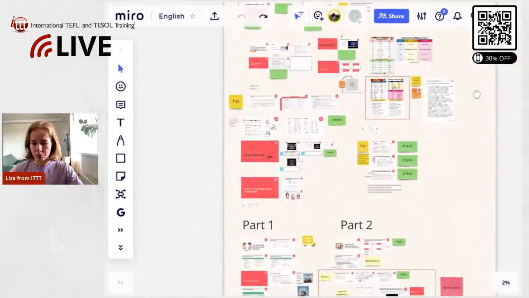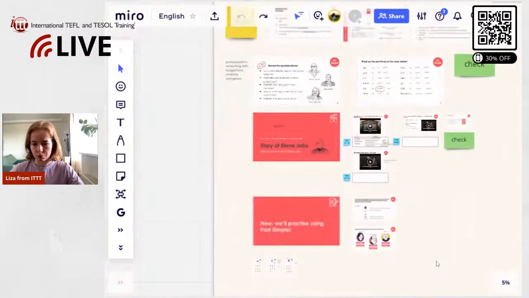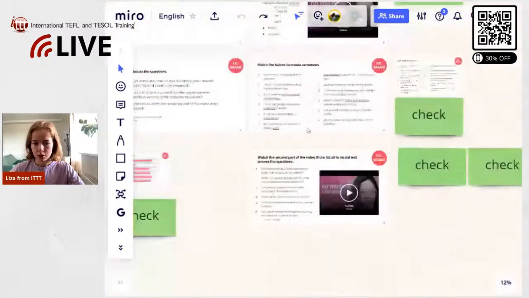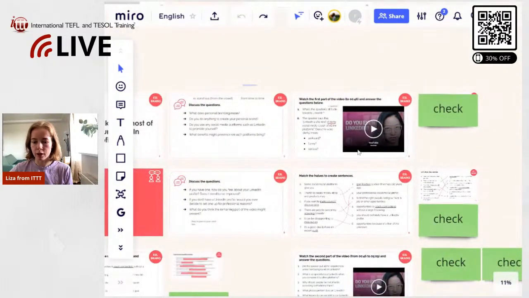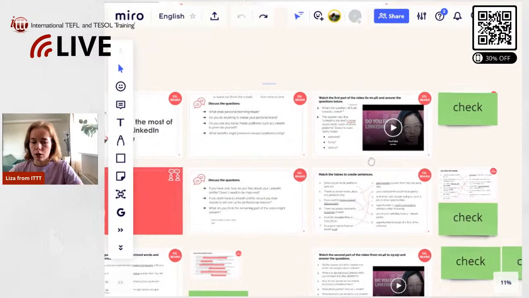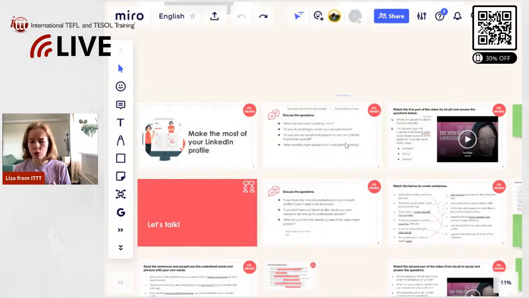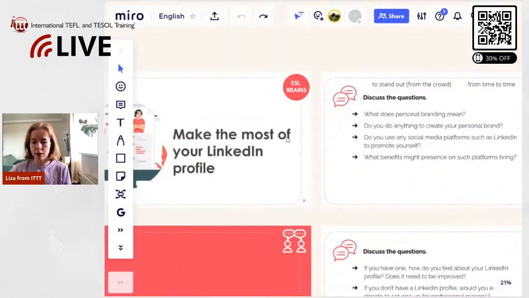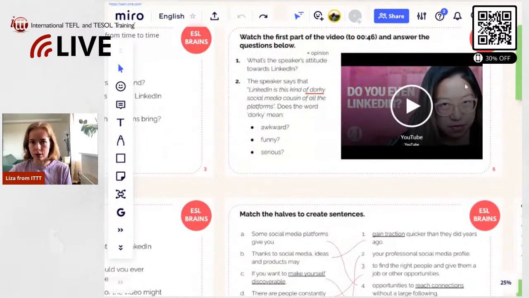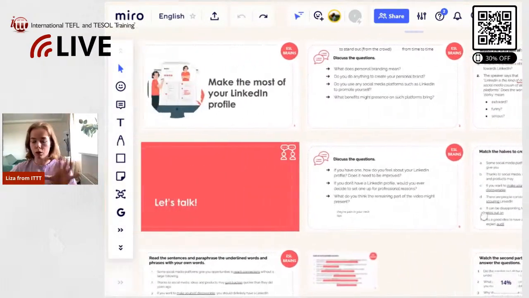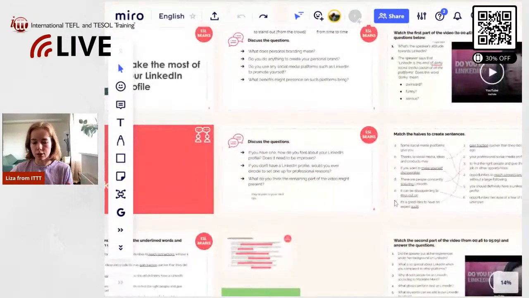Let me show you another example. So here, this lesson, on the contrary, was based on the spoken text. Before we started, we talked about the subject itself. We discussed LinkedIn, discussed some problems related to LinkedIn, and then we started working with the text itself. There were some listening activities, and then we worked with the text content and discussed various points related to the text itself.